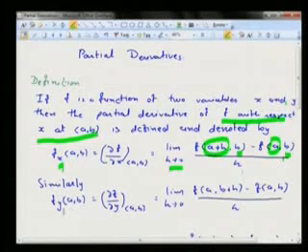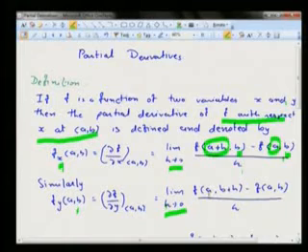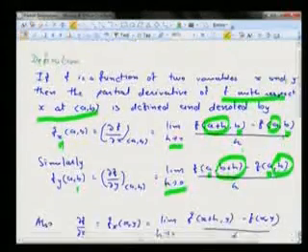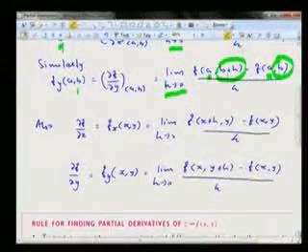Similarly, f_y(a, b) is defined like this: limit h tends to 0 of f(a, b plus h) minus f(a, b) upon h. Again here it is b plus h, and here it is b. So the increment is given only in the second variable b, and the first variable is constant. Here it is a and here it is a. There is no increment in the x variable, only in the y variable, b plus h, and this is b. So this is the definition of the partial derivative with respect to x and with respect to y.